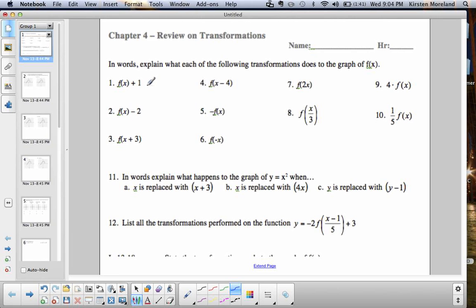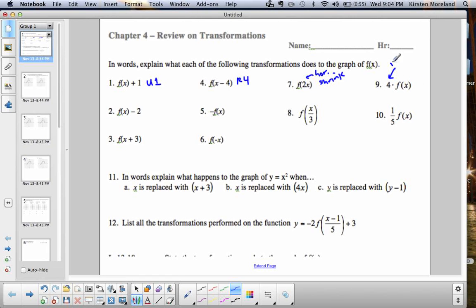So you just have to state what happens. On the first one, you should have written up 1. Second one, since it's on the inside with the X, it's the opposite, so it's going right 4. This one's a little tricky, but anything inside is going to be horizontal. And remember, inside parentheses, it's the opposite. So this is actually a horizontal shrink. Okay, which means if you were going to find this, you would actually divide all the X values by 2.